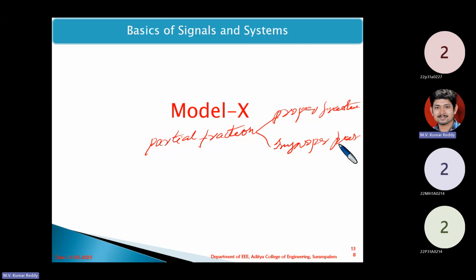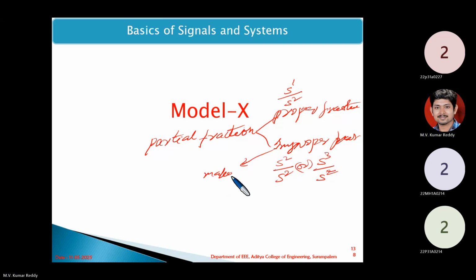Okay, improper fraction. Proper fraction means, for example, 1 by s squared. Improper fraction means s squared by s squared or s cubed by s squared. So for an improper fraction, make it proper. How? By division. By division we make it a proper fraction, do the procedure, and apply the partial fractions.